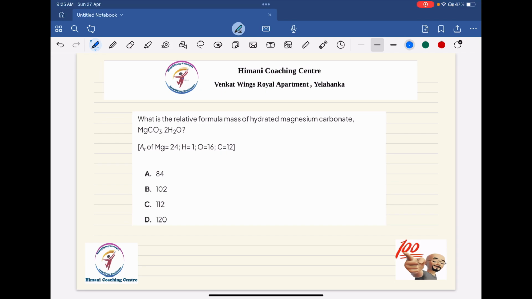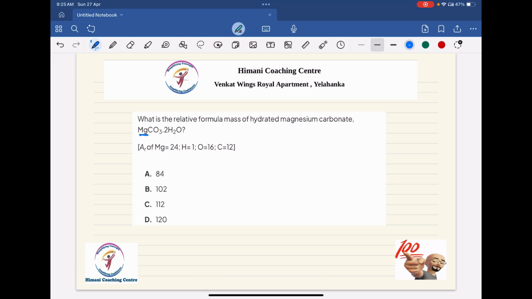It is asking us to find the relative formula mass of hydrated magnesium carbonate, MgCO3·2H2O. Okay. There are hydrated salts in which some molecules of water are attached. So in this particular salt of magnesium carbonate, two molecules of water are attached. So we are supposed to find the relative formula mass. So let us do that.